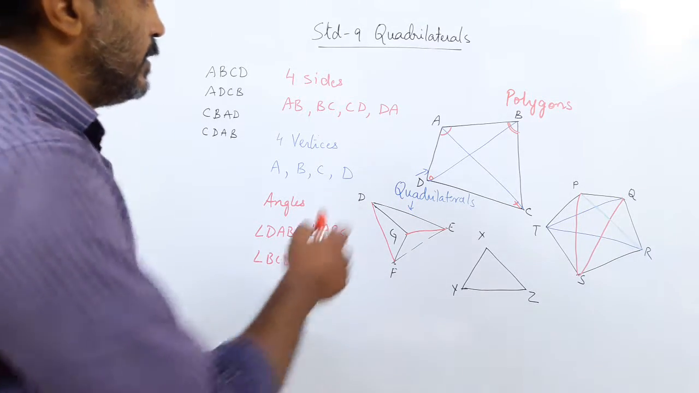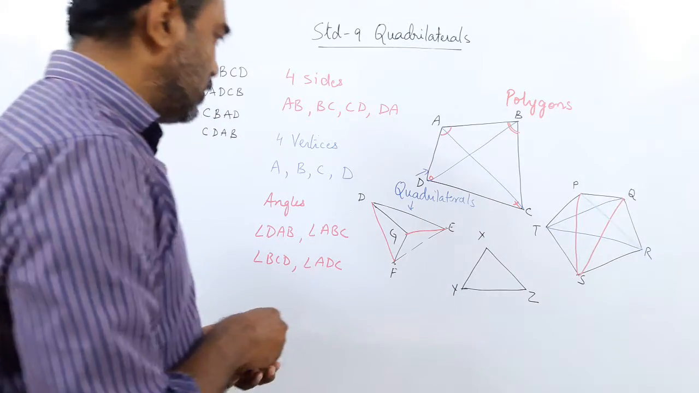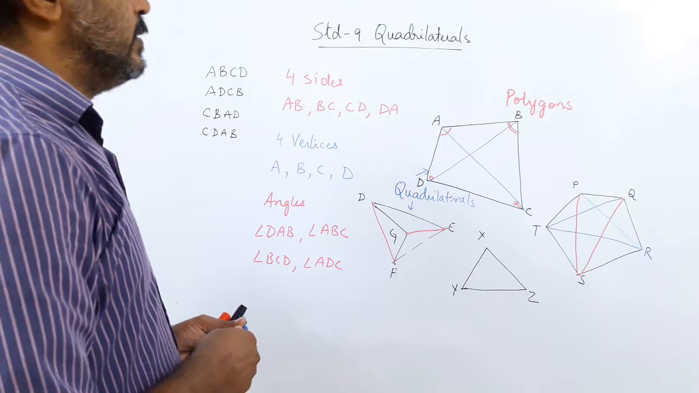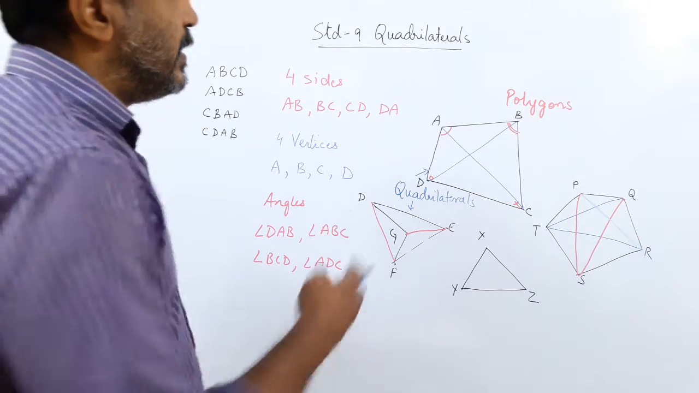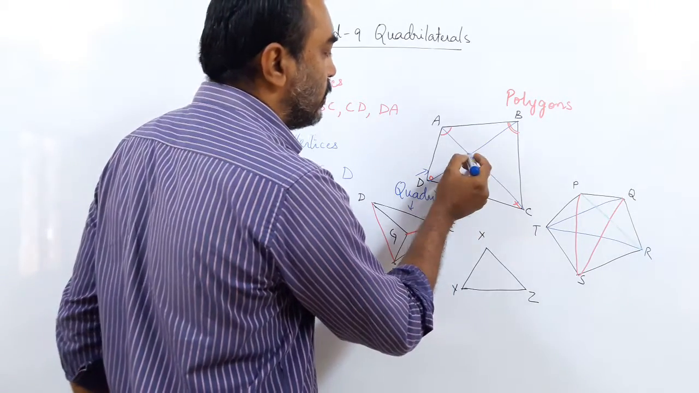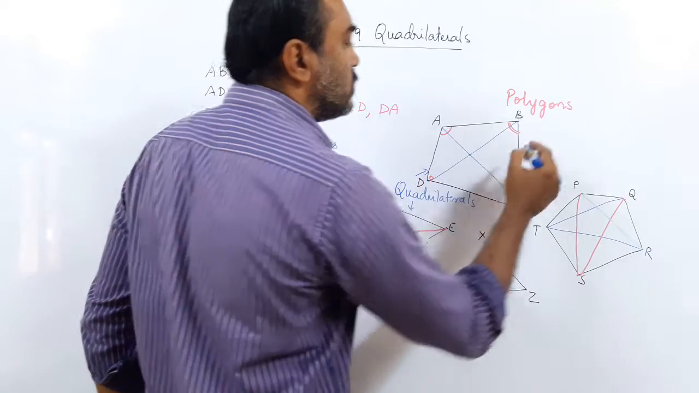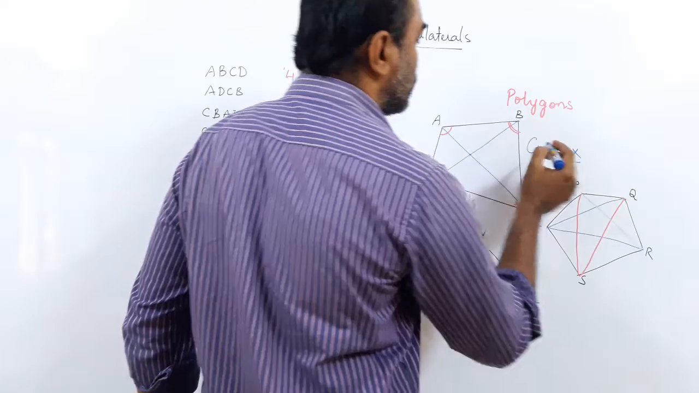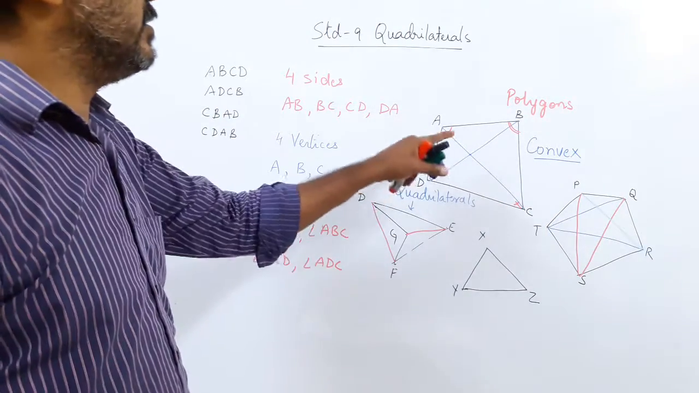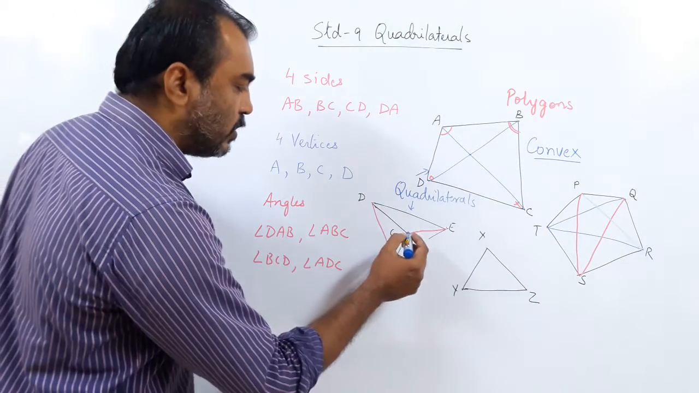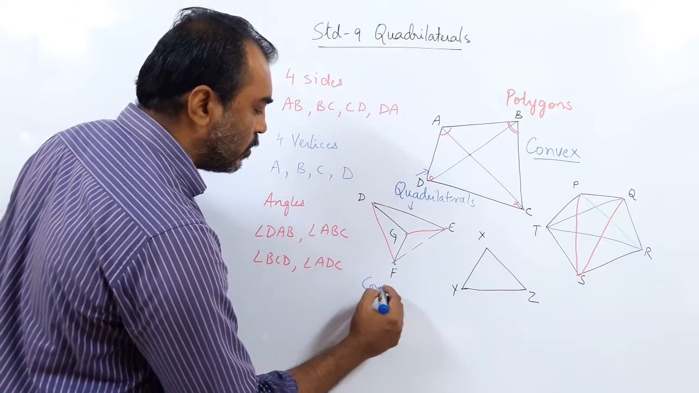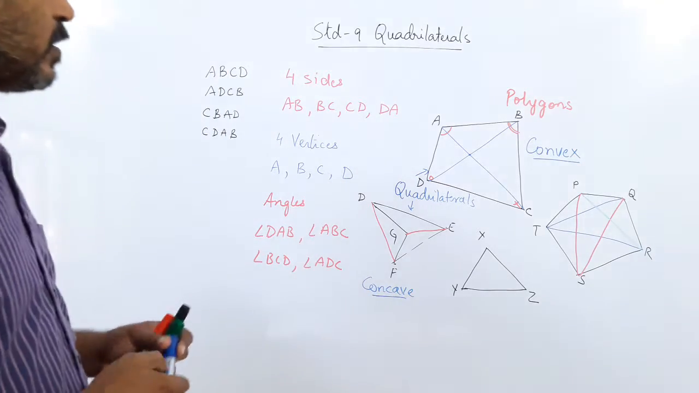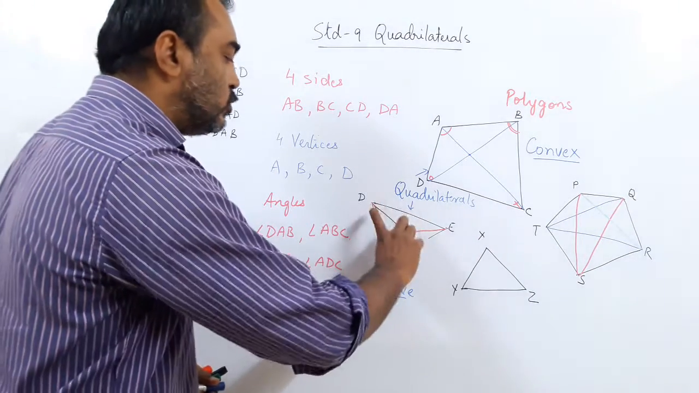You observe that in this quadrilateral, the diagonals are actually meeting at a point. So in a quadrilateral, when the diagonals meet at a point, they meet here. So this is called a convex quadrilateral. Convex quadrilateral means the diagonals meet at a point. And this one is called a concave quadrilateral. What does a concave quadrilateral mean? The diagonals don't meet each other.